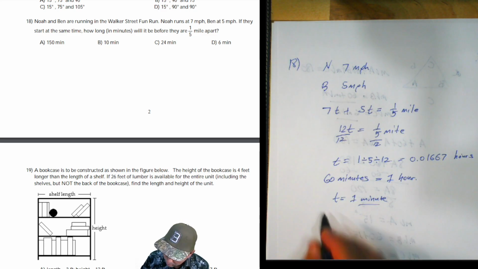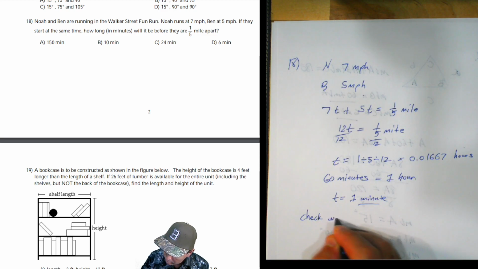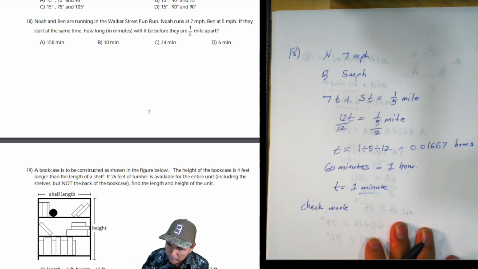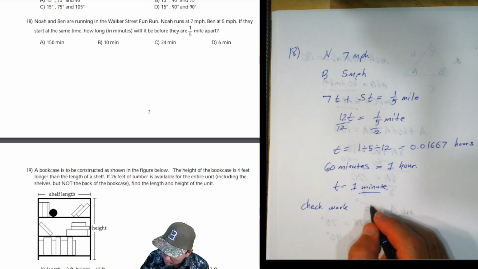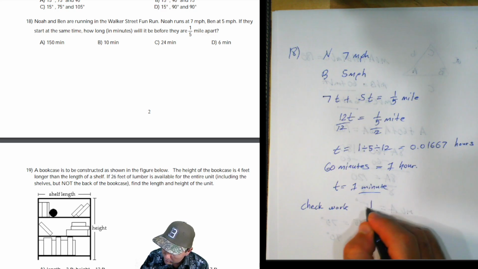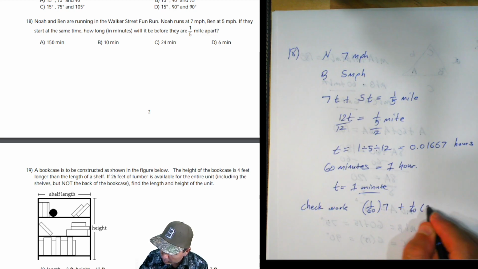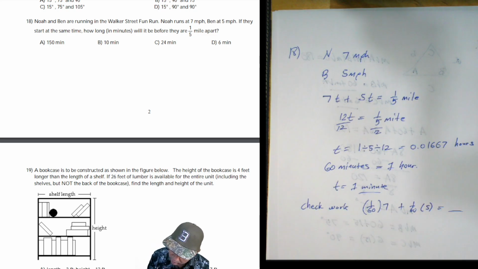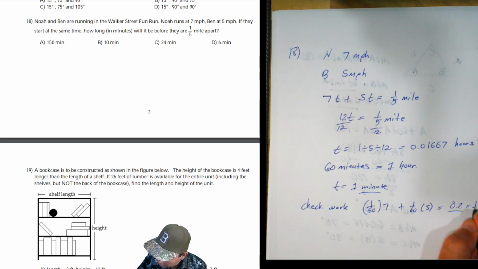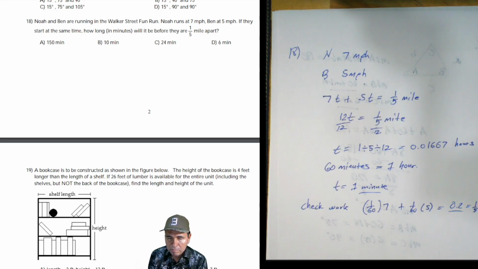Yeah, because let's check our work. Okay, so if I'm saying that it's 1 minute, 1 minute is 1/60th of an hour, right? Because there's 60 minutes in an hour. So 1/60th of an hour times 7 plus 1/60th of an hour times 5. How much is that? So you do 7 divided by 60 plus 5 divided by 60 equals 0.2. That's equal to 1/5. The answer is 1 minute.